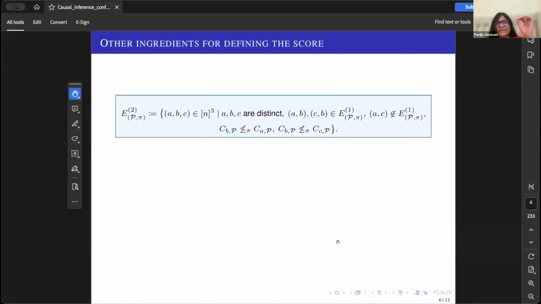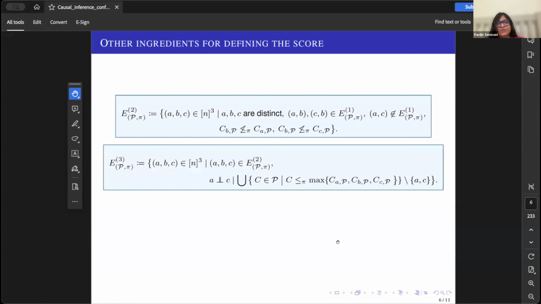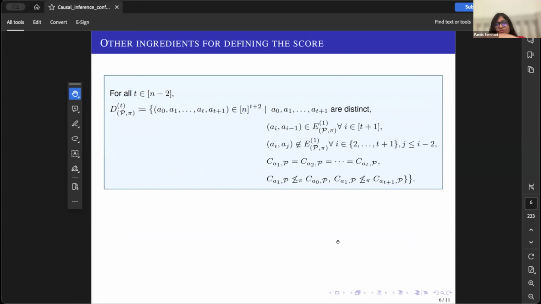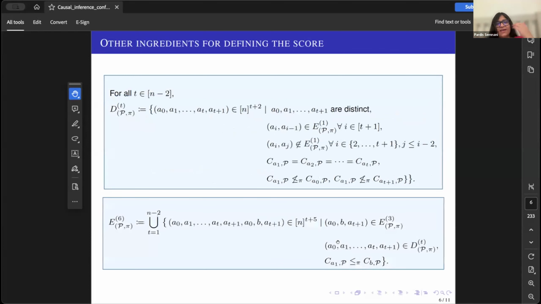So corresponding to the second structure in the Richardson theorem, we define this set E2, and we prove the same type of proposition for it. Then corresponding to the third one, we have this third set. Corresponding to the fourth structure, we have this fourth set. Corresponding to the fifth one, we have a bunch of sets, n-2 of these sets. And then corresponding to the sixth one, we have the sixth set.